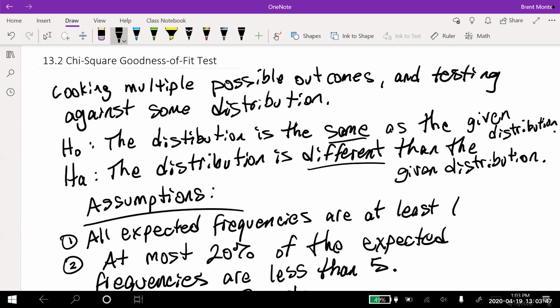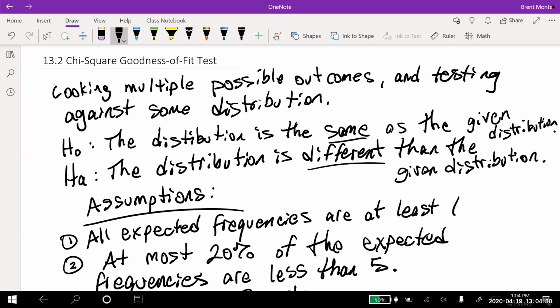Okay, in order to run a hypothesis test, just like z-tests and t-tests, we have certain assumptions that have to be fulfilled in order for us to run the test and for the results to be accurate. The first one is that all of the expected frequencies are at least one. So if something happens 1% of the time, so 1 out of 100 times, but your sample size is only 50, we wouldn't expect that 1 in 100 to happen in 50 times. Our expectation would be that it would only happen half of the time. That would be too small. We'd have to have a bigger sample in order to run it.